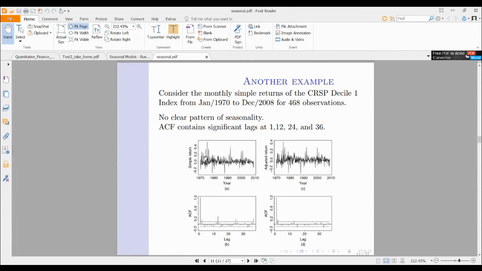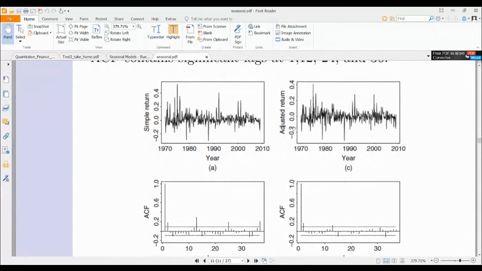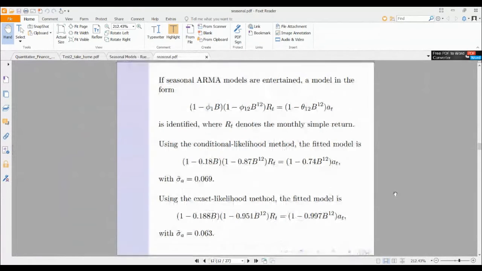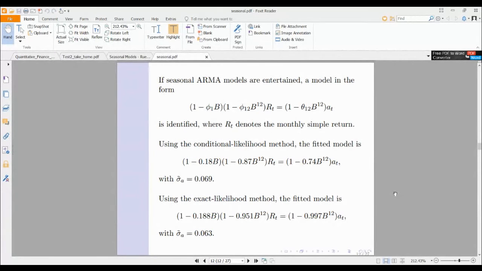Now, look at this data, okay? You have the return and the adjusted return, ACF and ACF. If you would build an ARIMA model with seasonality, you probably would pick, since we have monthly data, a 12 frequency seasonality, right? It makes sense.